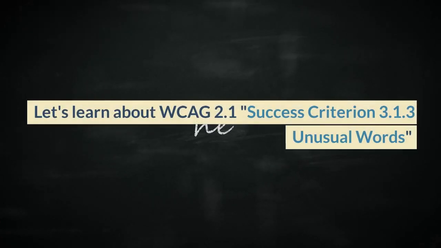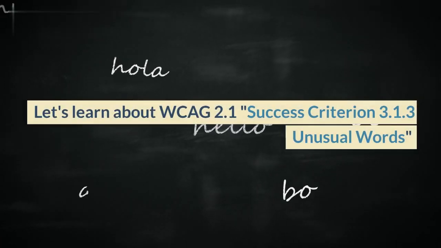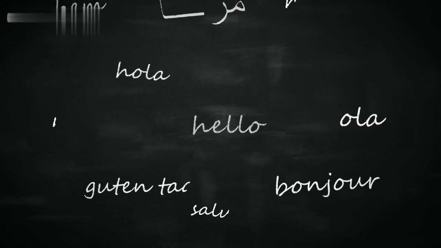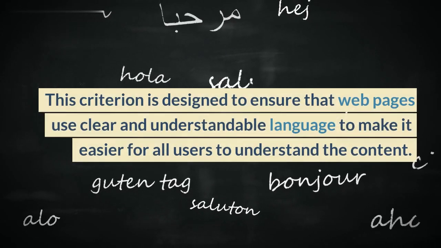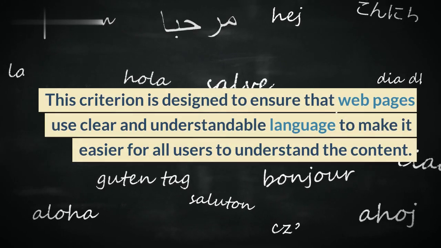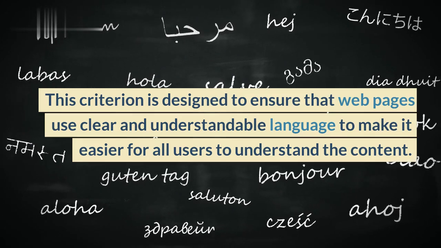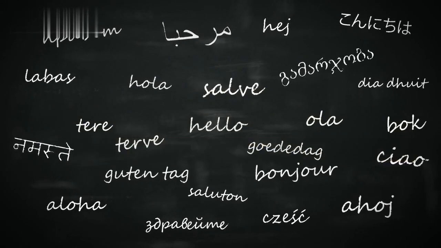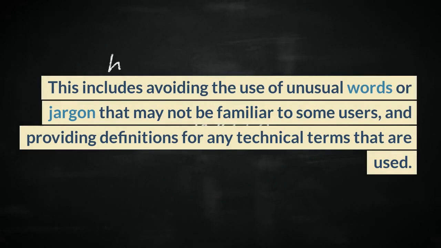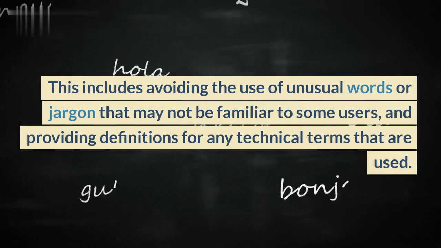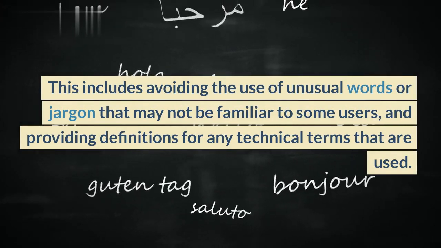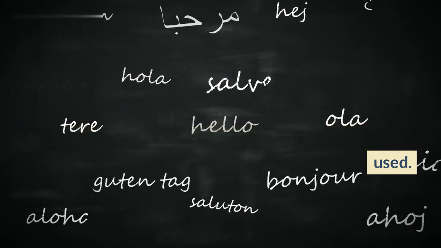Let's learn about WCAG 2.1 Success Criterion 3.1.3 Unusual Words. This criterion is designed to ensure that web pages use clear and understandable language to make it easier for all users to understand the content. This includes avoiding the use of unusual words or jargon that may not be familiar to some users, and providing definitions for any technical terms that are used.